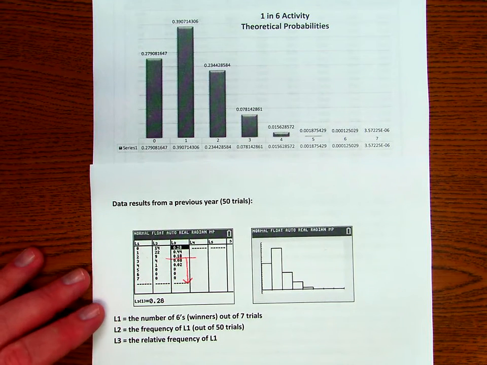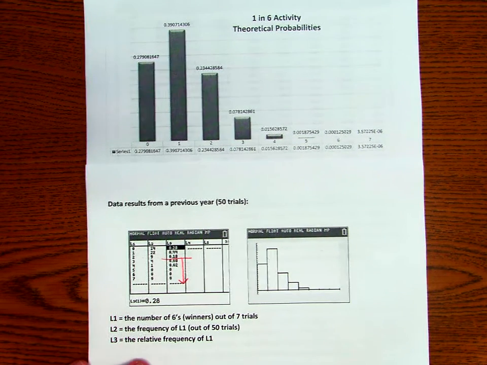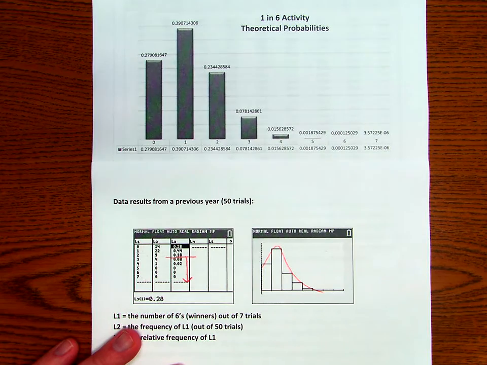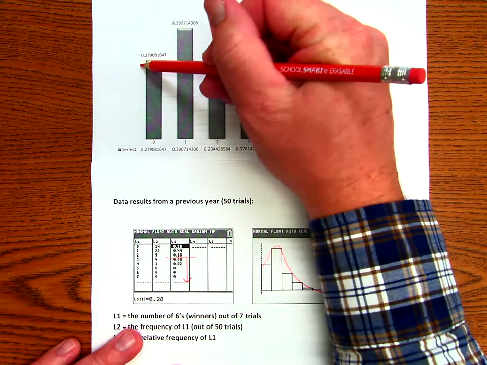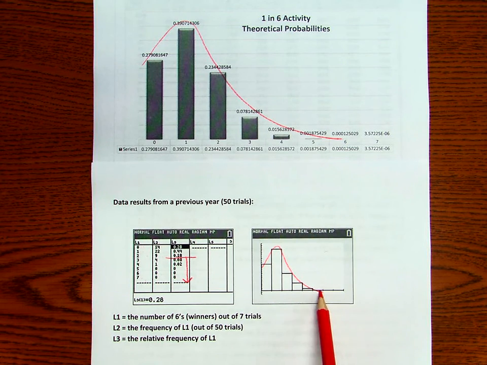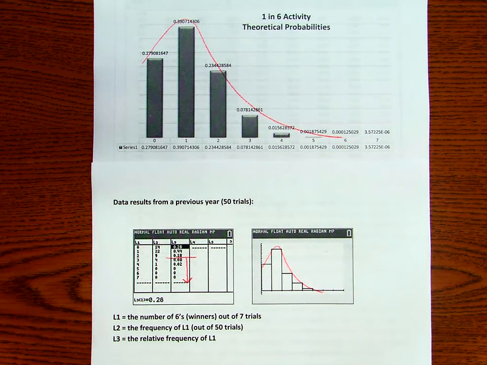Okay, overall general shape. The data, when graphed for our experiment here, looks roughly like that. Looks roughly like that. So just in terms of overall shape, the experimental data lined up pretty well to theoretical data.